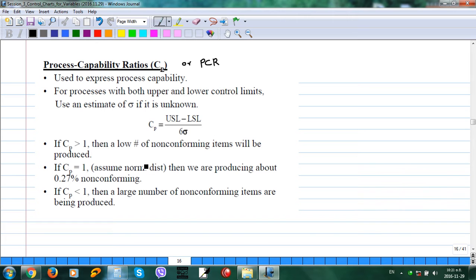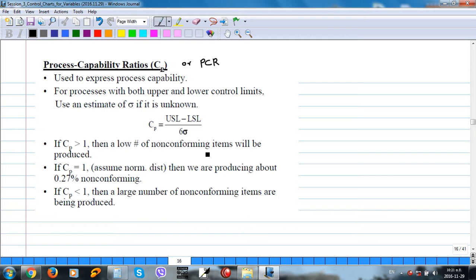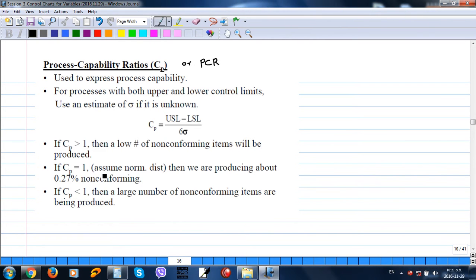It means that the process has high performance, that it is capable, right? If Cp is greater than 1, it means the process has high performance, with a low number of non-conforming items. If Cp equals 1, assuming a normal distribution, we are producing about 0.27% non-conforming. That is also good.